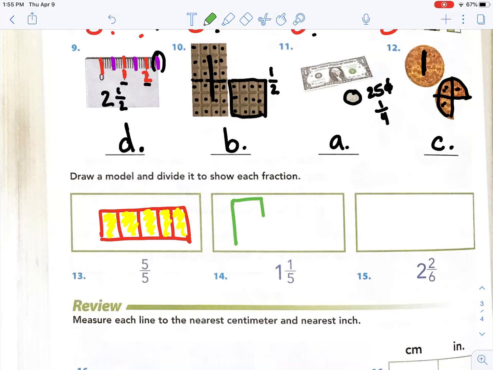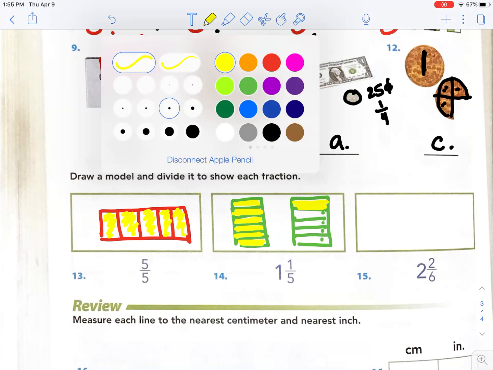1 and 1/5. I'm just going to do, again, this fraction model. 1, 2, 3, 4, 5. 1, 2, 3, 4, 5. There we go. And same, 1, 2, 3, 4, 5. I'm going to switch colors so you can see it better. If I have 1, I need to color in all 5/5. See, there's my whole number right there, 1. So there's my 1 and 1/5. Okay, 1 and 1/5. 2 and 2/6.